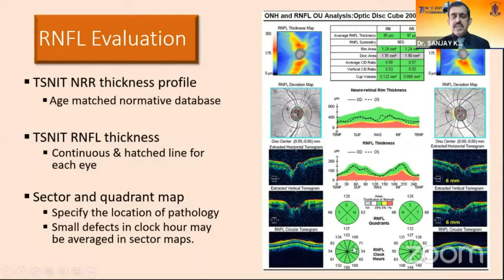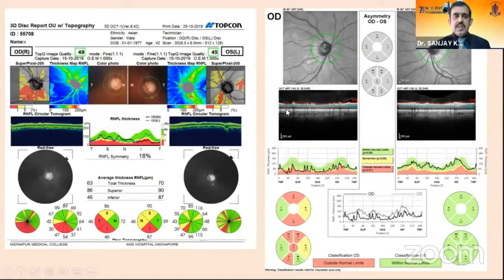Then we move on to the sector and the quadrant map. They specify the location of the pathology. Small defects in the clock hour may be averaged in the sector maps. This is a printout of the other machines, Topcon over here and Spectralis over here. The Spectralis has an advantage that we can change the diameter of the calculation circle from 3.5 to 4.1 and 4.7. This helps us in bypassing any peripapillary pathology.